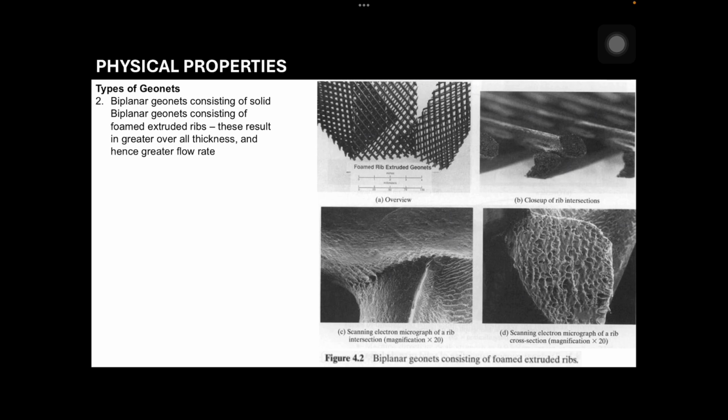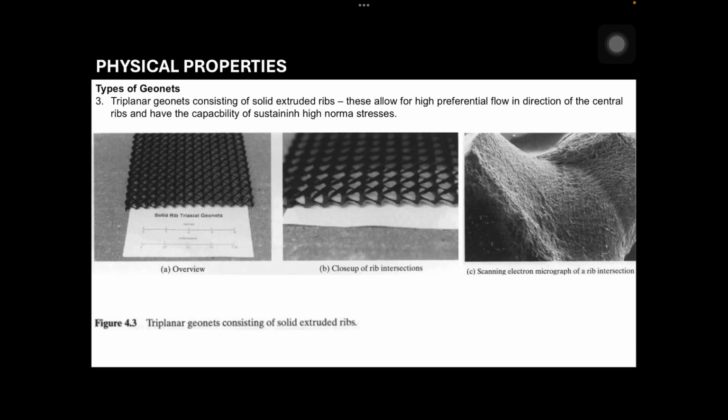Number 2, we have the biplanar geonets with foam extruded ribs. So, makikita nyo, may pagka-foamy yung ribs niya. And then number 3, triplanar, and then solid yung ribs niya. So, triplanar, as you can see, grade 1, grade 2, and then grade 3. So, kaya triplanar, and then solid yung ribs niya.